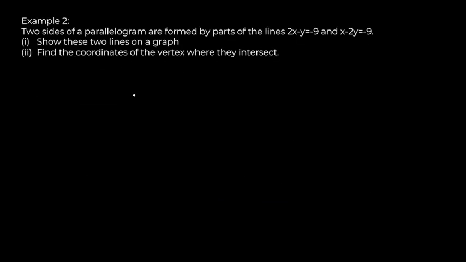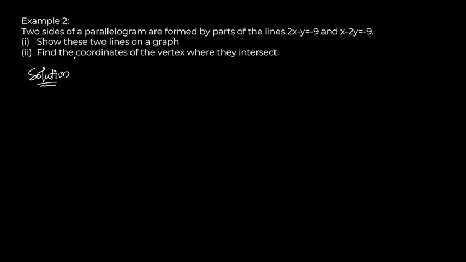So example number 2. Two sides of a parallelogram are formed by parts of the lines 2x minus y is equal to -9 and x minus 2y is equal to -9. We are to show these two lines on a graph, and find the coordinates of the vertex where they intersect. Now, for us to be able to draw or show this on a graph, we need to do the following. So solution.